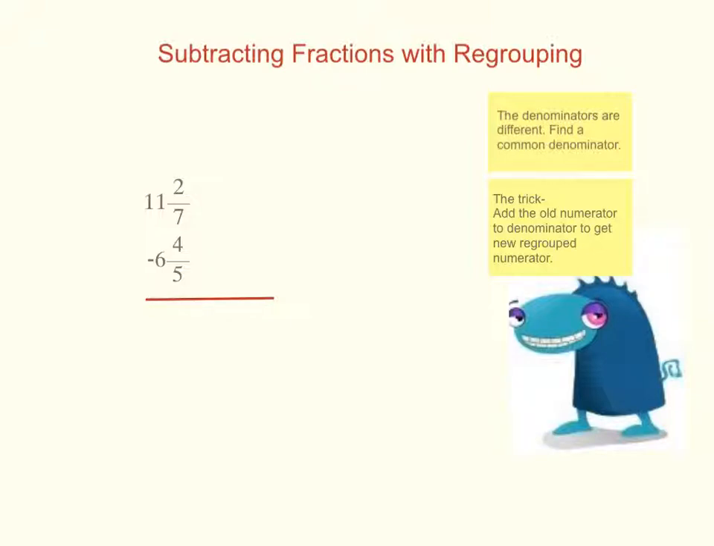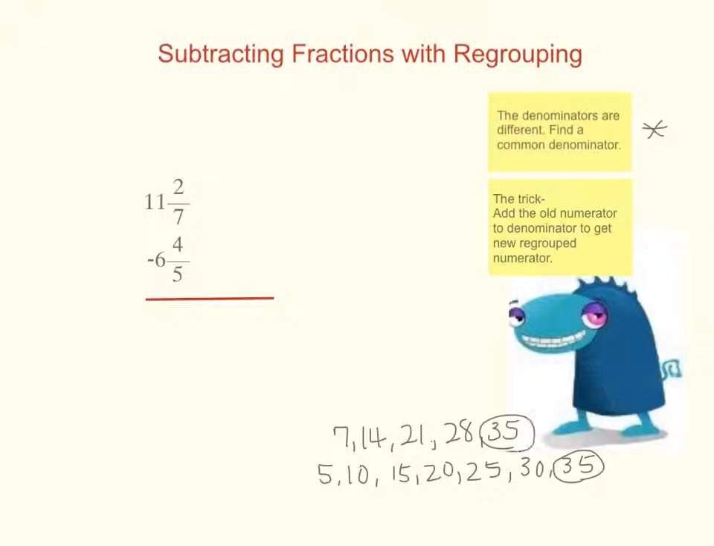Okay, so here's our new problem. It's 11 2/7 minus 6 4/5. I notice here that I have my first sticky note: the denominators are not the same, so I'm going to have to find a common denominator. I know that if I start with my 7, 14, 21, 28, 35, and then 5, 10, 15, 20, 25, 30, 35 is going to be the common denominator.